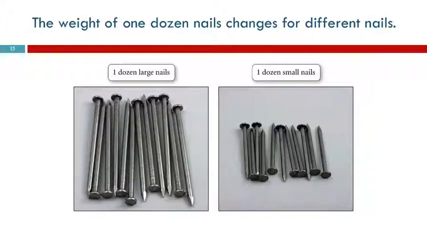Just like the weight of a dozen nails changes depending on what size nails you're using, so the mass of a mole of atoms is different depending on what size of atom. So here's a dozen large nails, a dozen small nails. Which one's going to weigh more? A dozen large nails. Okay, there's something wrong with these pictures.